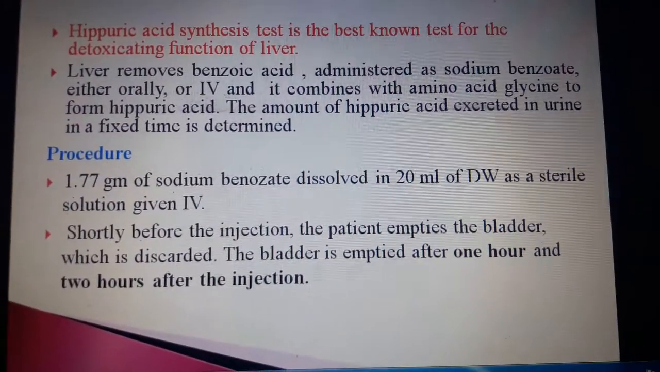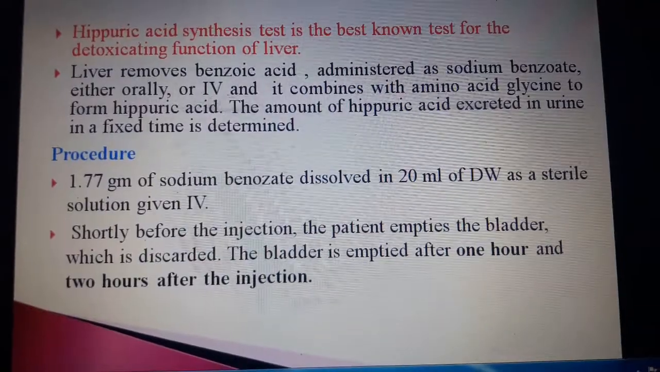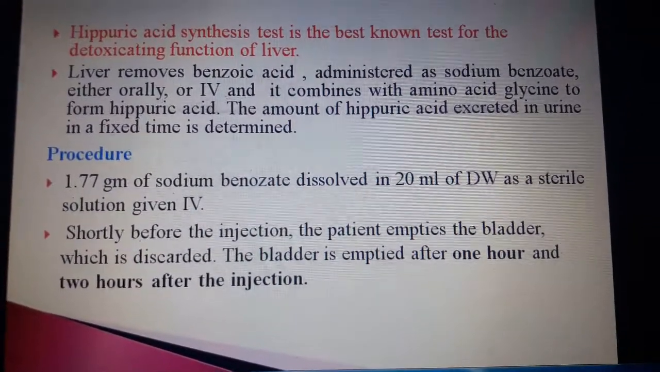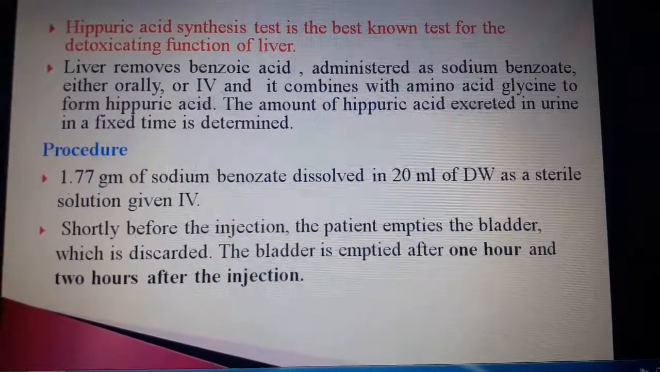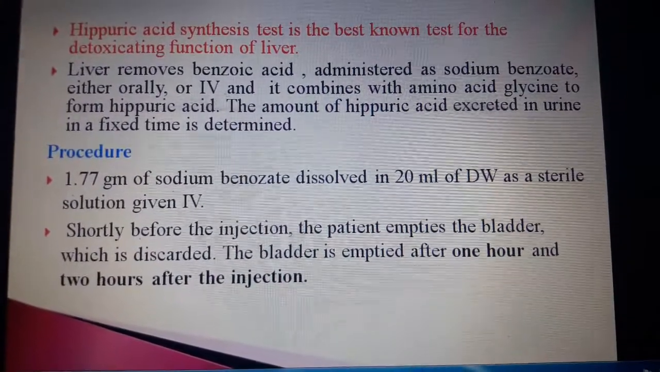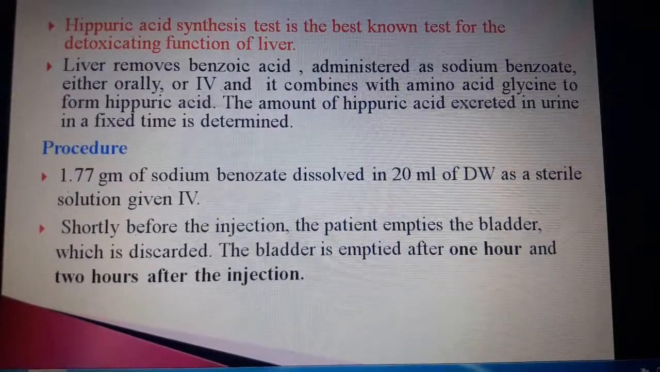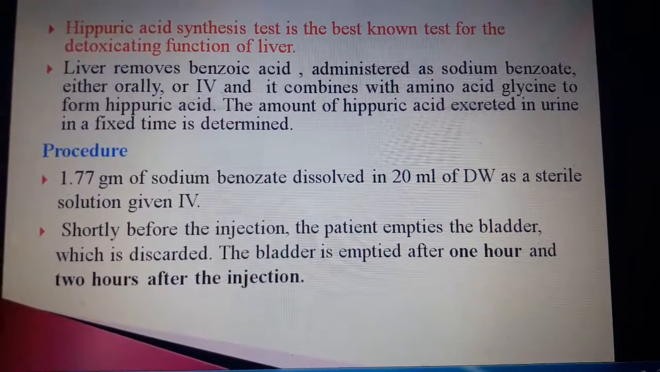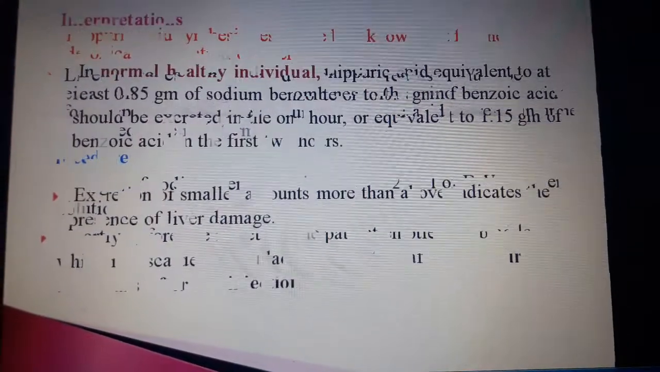Procedure for hippuric acid test. 1.77 gram of sodium benzoate dissolved in 20 ml of distilled water as a sterile solution is given intravenously. Shortly before the injection, the patient empties the bladder, which is discarded. The bladder is emptied 1 hour and 2 hours after the injection.